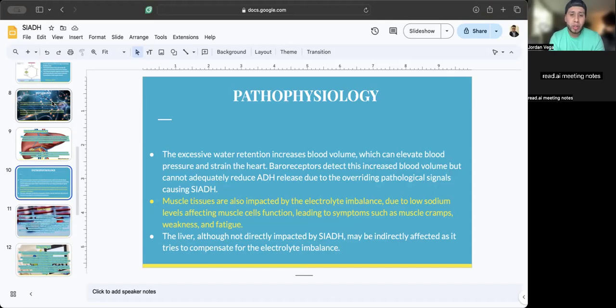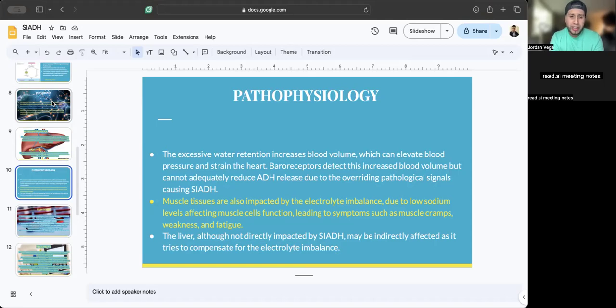Muscle tissues are also impacted by the electrolyte imbalance that occurs in SIADH due to the low levels of sodium in the body, which then begin to affect our muscle cells and their function, which end up leading to symptoms such as muscle cramps, weakness, fatigue.